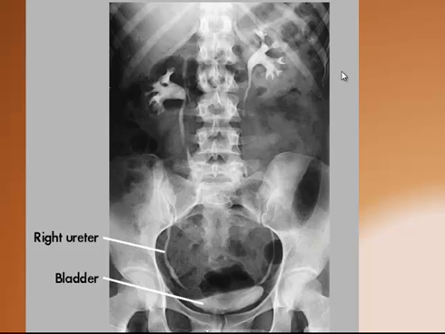Is one too small? They're also going to be looking at the symmetry of function. Do they both enhance at about the exact same rate? Do they both empty at about the same rate? Okay. We look at the ureters. Do the ureters look intact all the way from the renal pelvis down here to the bladder? And pretty clear, we've got a pretty good indication that that's the case here.